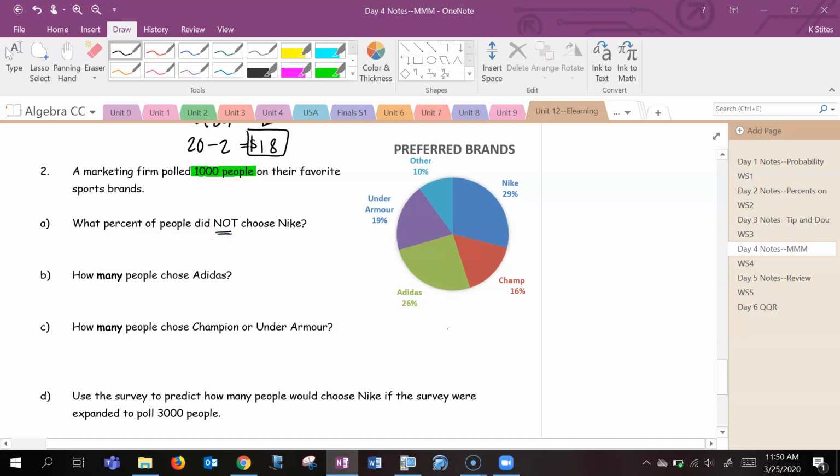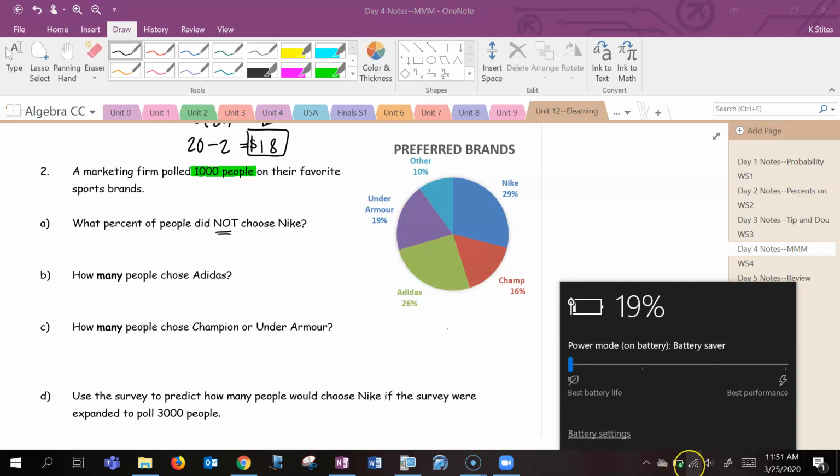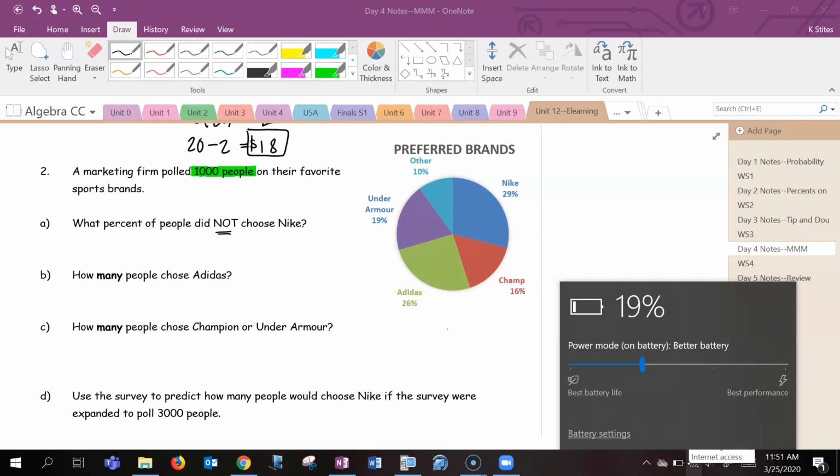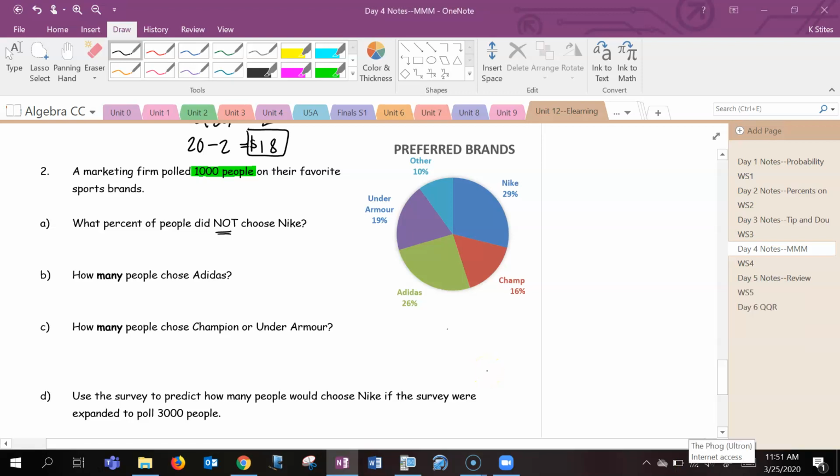So, all right, what we're going to do is, oh, it looks like my battery is, yeah, that's not so good. Okay, all right, my battery's dying.